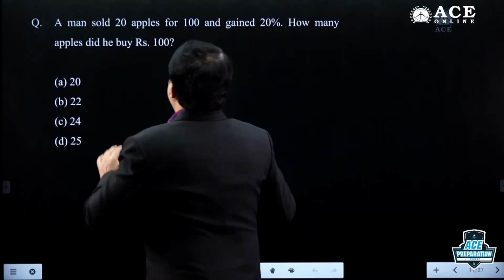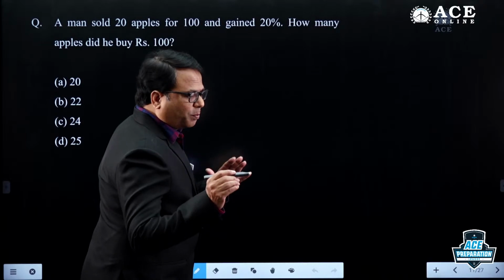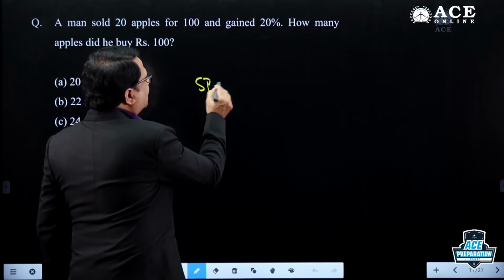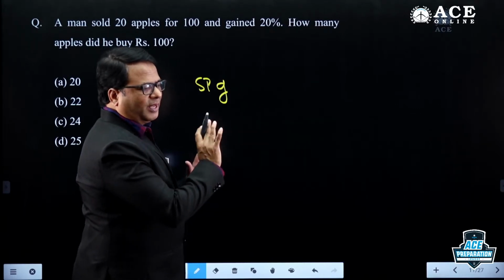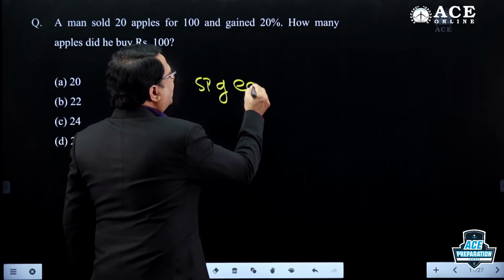Right. Now, a man sold 20 apples for rupees 100. That means selling price of, we have already done a problem like this. This problem is a little bit different from that. Now, selling price of each apple.